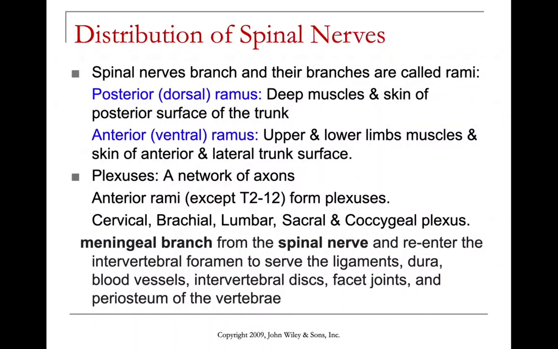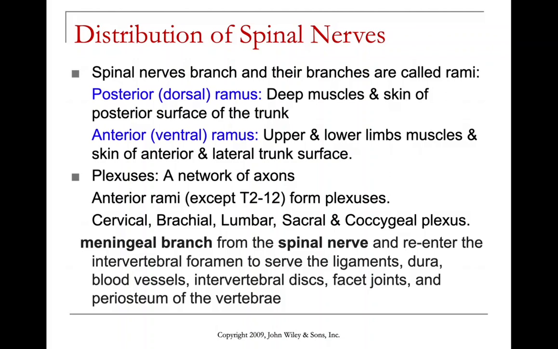So spinal nerves branch, and their branches are called the rami. So your posterior or dorsal ramus is going to go to the deep muscles and skin of the posterior surface of the trunk. The anterior or ventral ramus will go to the upper and lower limb muscles and the skin of the anterior and lateral trunk surface.